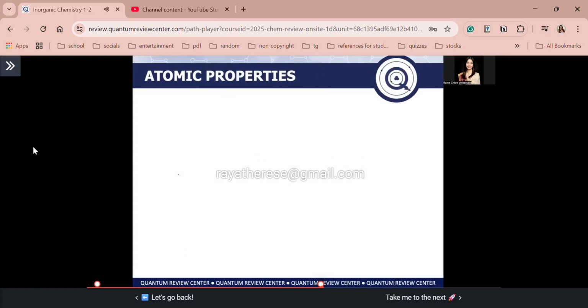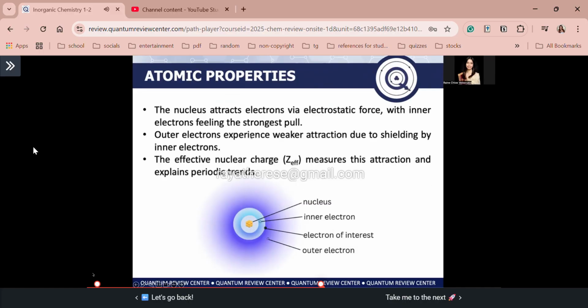Guys, recall from your bridging course that you discussed the periodic table. Now, we will explore in depth the periodic table, the periodic trends, and how they explain the properties of bonds. So the main basis of periodic trends is the effective nuclear charge. The nucleus, the one in the center, attracts electrons through electrostatic force.